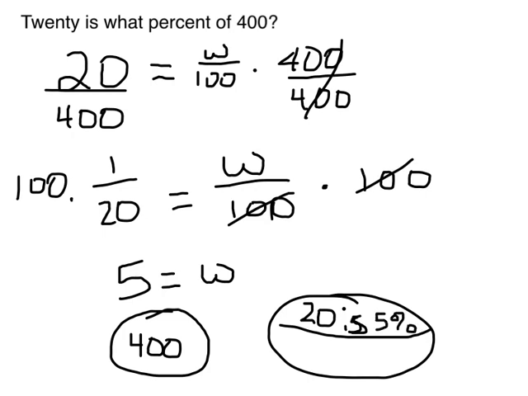So then 400 minus 20 is 380, which is 95%.